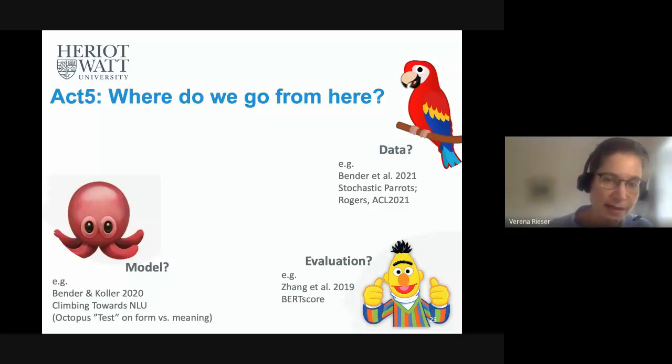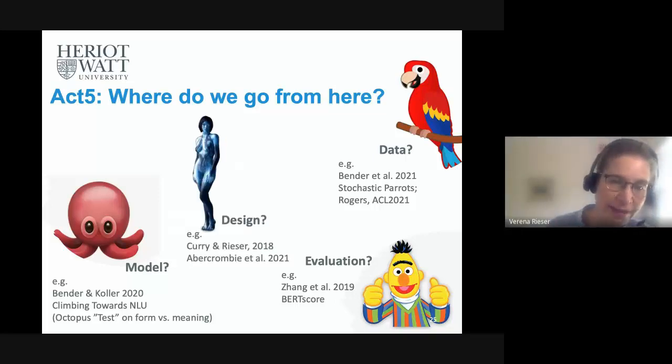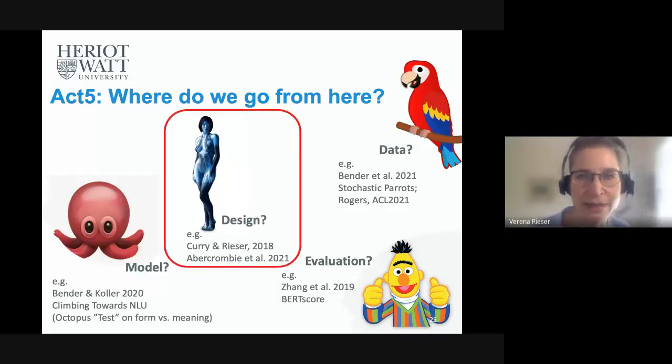Some people also say maybe it's the evaluation which is to blame. By using metrics such as BERTScore, we encourage the models to very closely mimic the data. However, in some cases, we actually do not want to mimic the data. And then finally, maybe it's also the design of these models which encourages bad behavior. This is a point which my group and I have published a couple of papers on, which in my mind is largely underexplored, and I will spend a couple of minutes briefly advertising this design aspect.